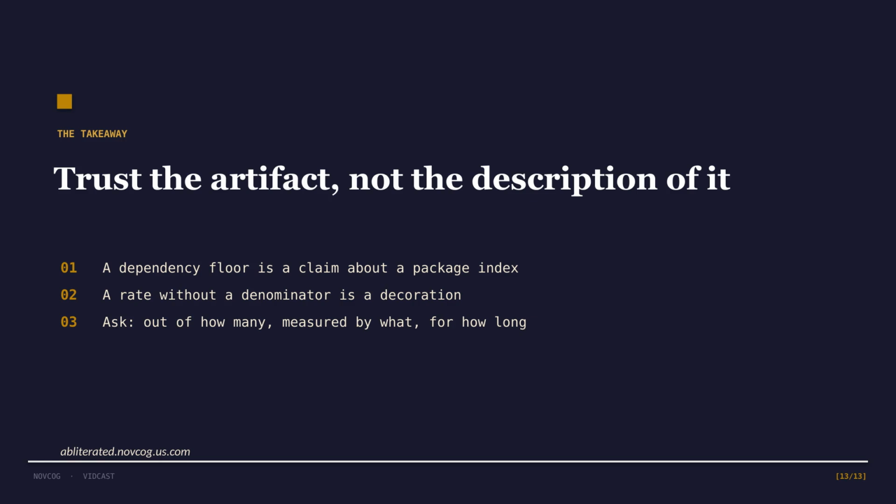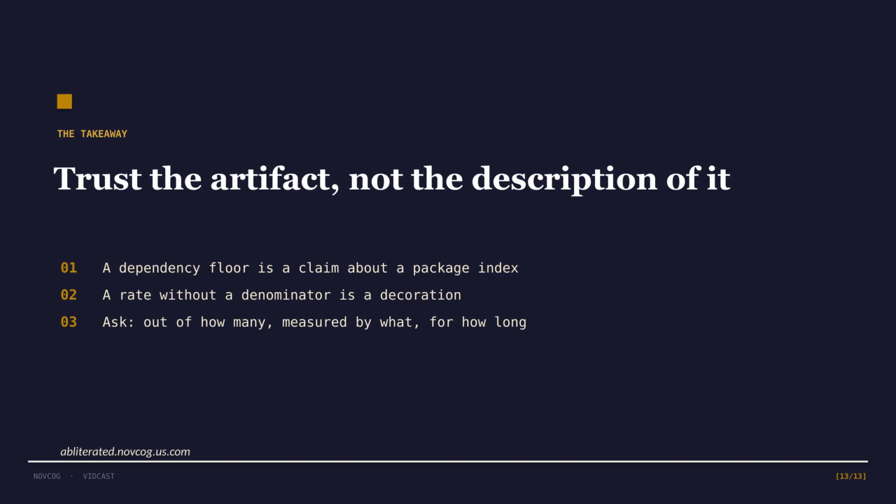So here's what I would take away from this, and it generalizes well past one model. A dependency floor is a claim about a package index. It is not a claim about your machine. When a runtime vendors patches or backports, and every Mac native LM runtime does, the version string is downstream of the thing you actually care about. So ask for the capability by name.